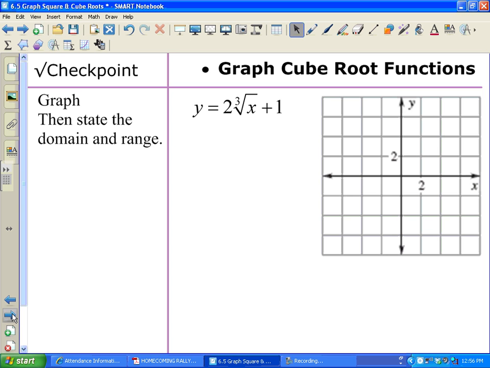I think that's about it. So go ahead and pause the video. Actually, I think that's it with this whole video. Let me double check that real quick. Yeah, I got one more problem for you. So go ahead and pause the video. Complete this checkpoint. This is checkpoint number 2 for you.